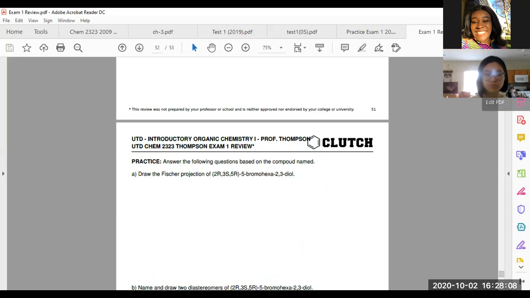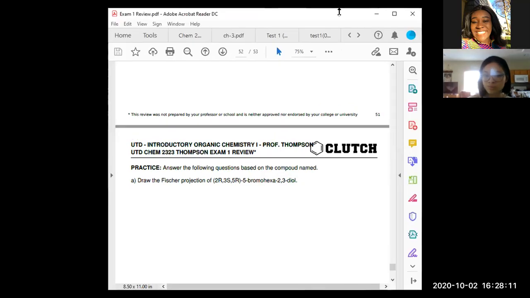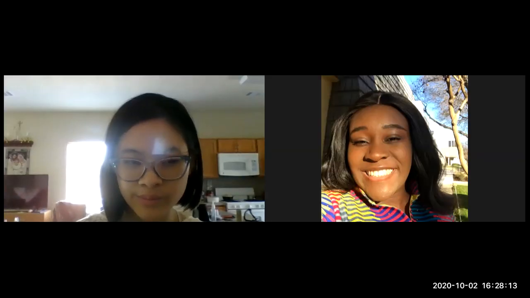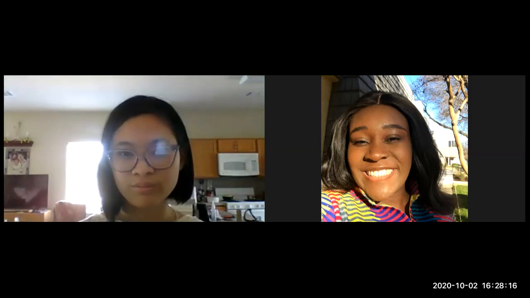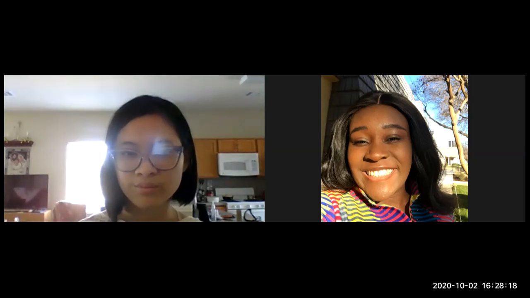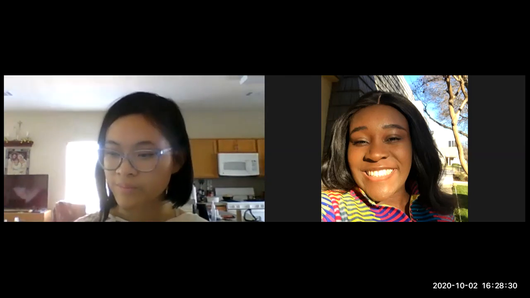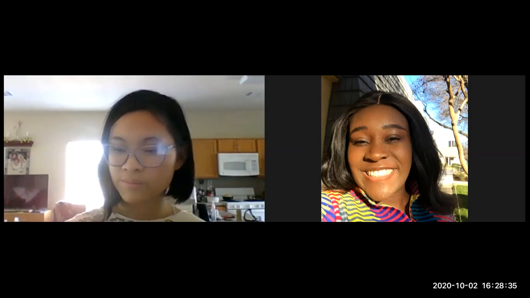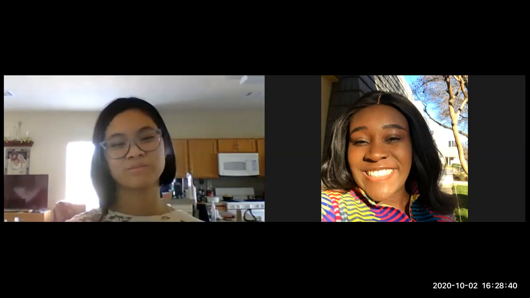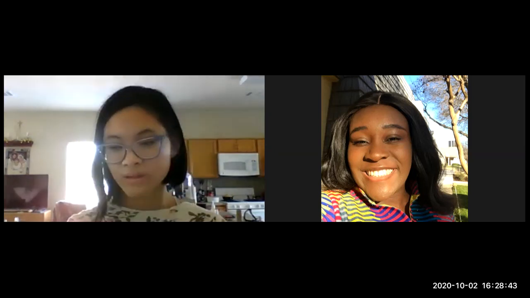But the thing about chairs is that as long as in the 1-3 position you don't have both on a dash or both on a wedge, that's the main thing you really need to know. Typically you won't have questions like that, but it'll mostly be between if it's on a wedge or on a dash. And if they're both on a wedge or both on a dash, you don't want that.